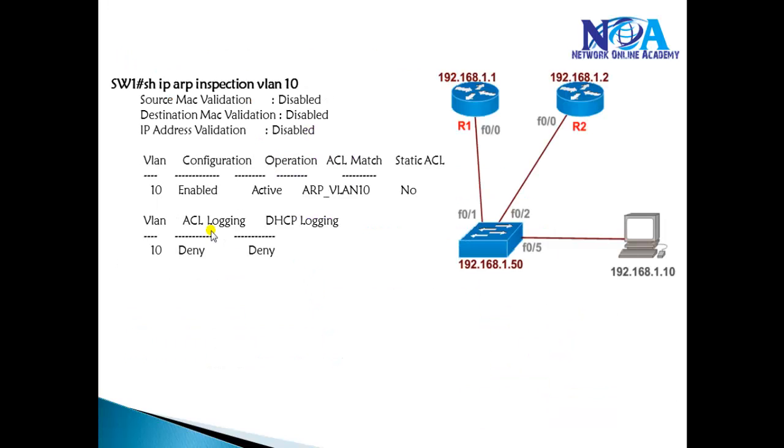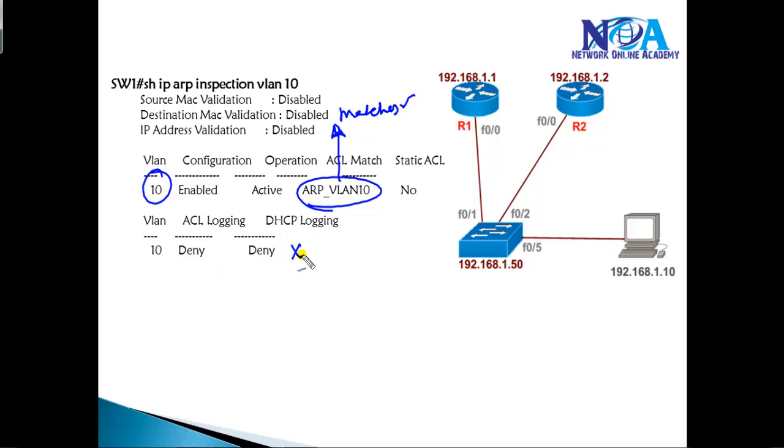And then for verification, we can use a command called show ip arp inspection vlan 10. Now here you'll find some information like the ARP inspection is enabled for VLAN 10, and it's going to verify the ARP ACL to match. Anything that matches this is going to be permitted, and anything not matching is simply going to be denied.